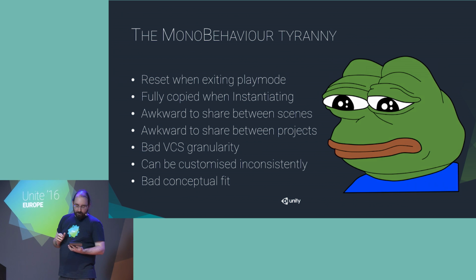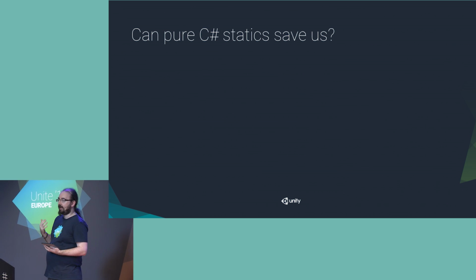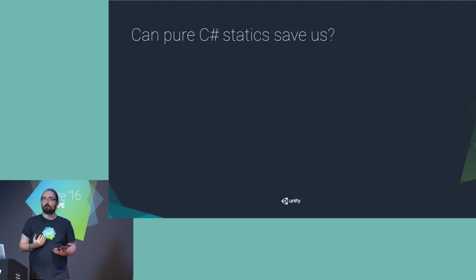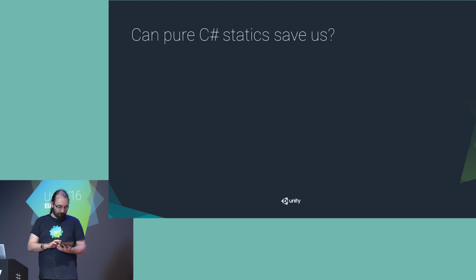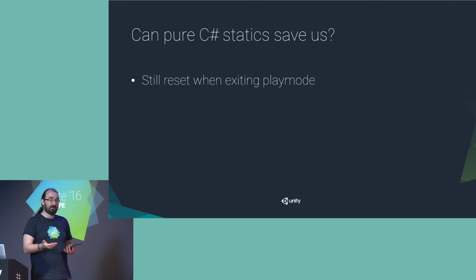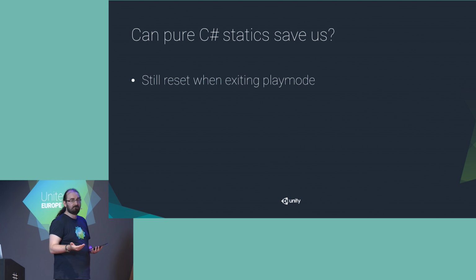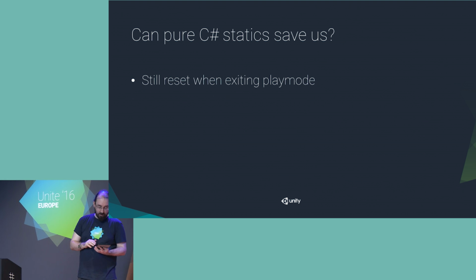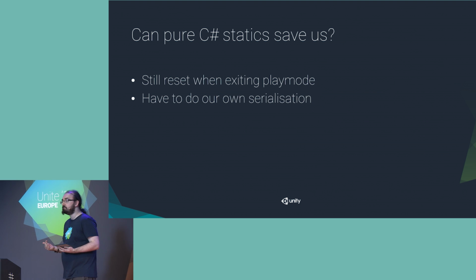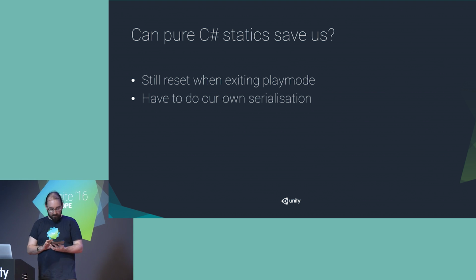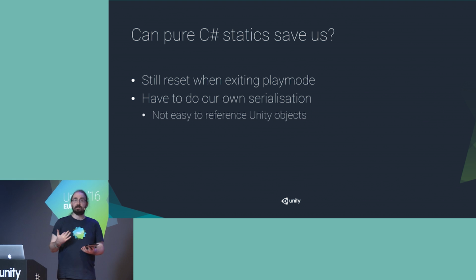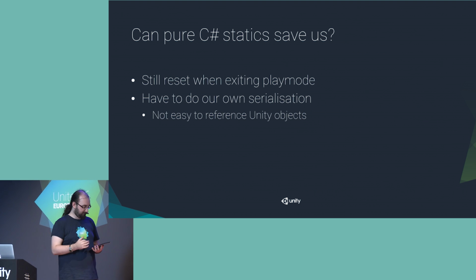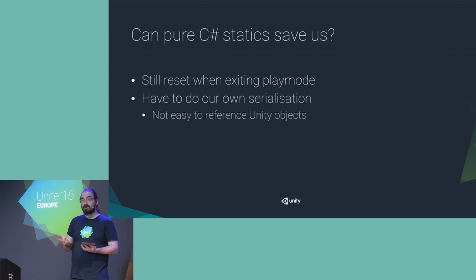So, how can we be saved from the monobehavior tyranny? Can pure C# statics save us, perhaps? They still get reset when you exit play mode. We have to do our own serialization of them. It's not very easy to reference Unity objects from a C# static. We have to write our own inspector code.